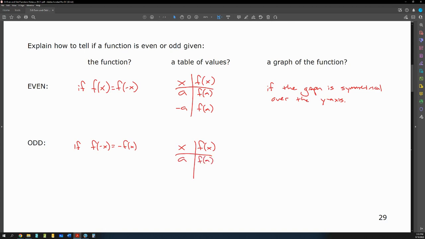Okay, so on a table of values, again, x, f of x, if we have a, then we simply have f of a. But if we evaluate the function for negative a, then that would give us negative f of a. So the function output becomes the opposite sign as well as the function input.